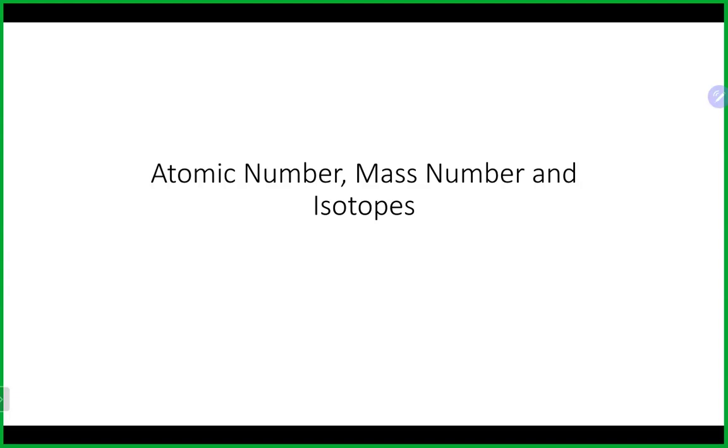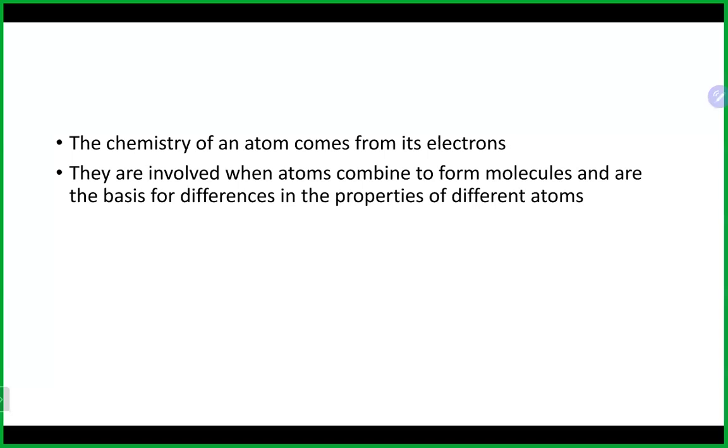Okay, we're going to continue on here. Now that we've talked about how the atom came about, or really the discovery of what the atom looks like, we're going to talk about some properties of the atom, including atomic number, mass number, and isotopes. Now that we understand what atoms look like, a lot of chemistry does come from electrons. They're really involved in chemical reactions, making and breaking bonds.